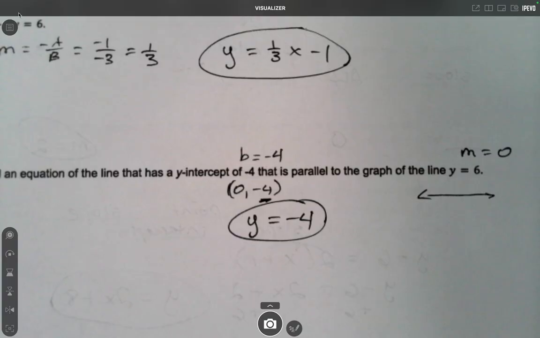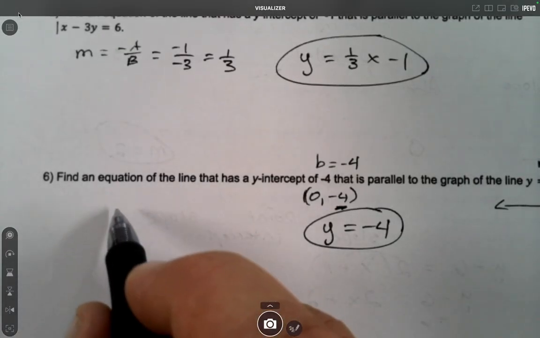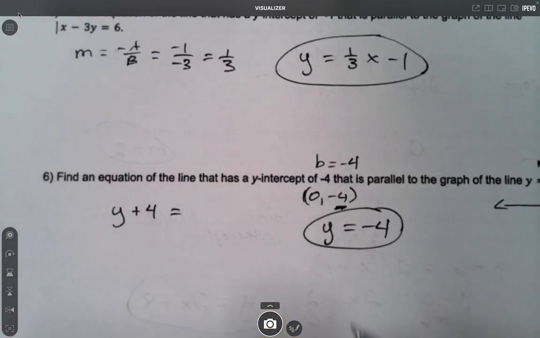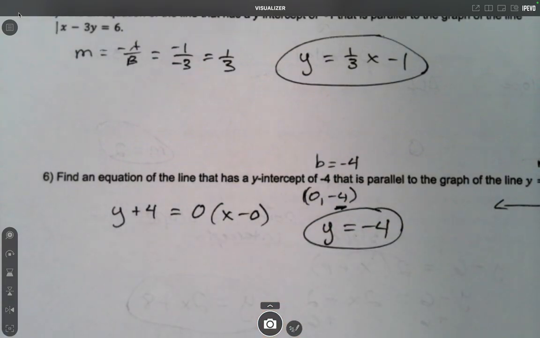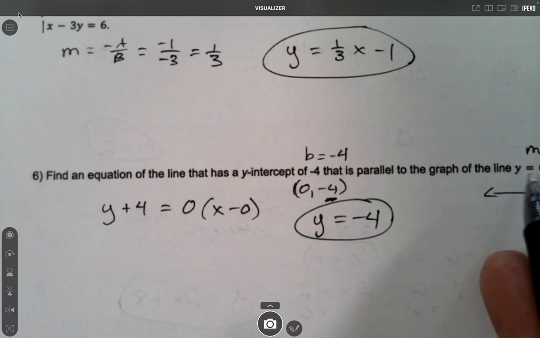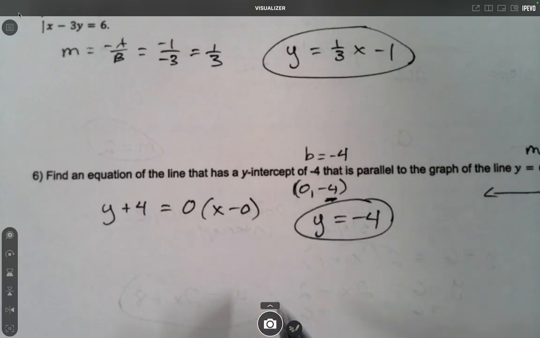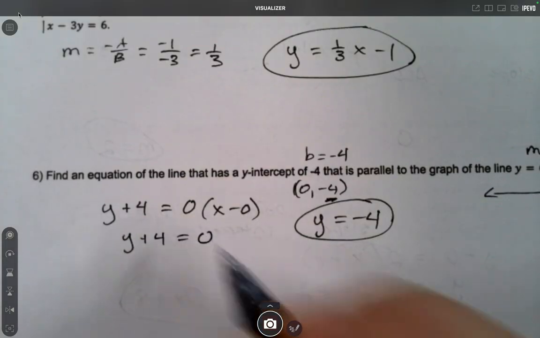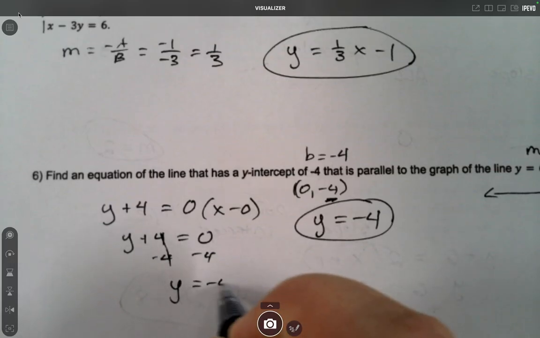Now, if you want, you can work this out using the point-slope form. You could say y plus 4, because that right there, equals the slope times x minus 0. Because I got the 0 for the slope from the fact we're parallel to a horizontal line, and 0 for the x from this ordered pair, and 0 times anything is 0. And then we subtract 4 from both sides, and we get y equals negative 4.